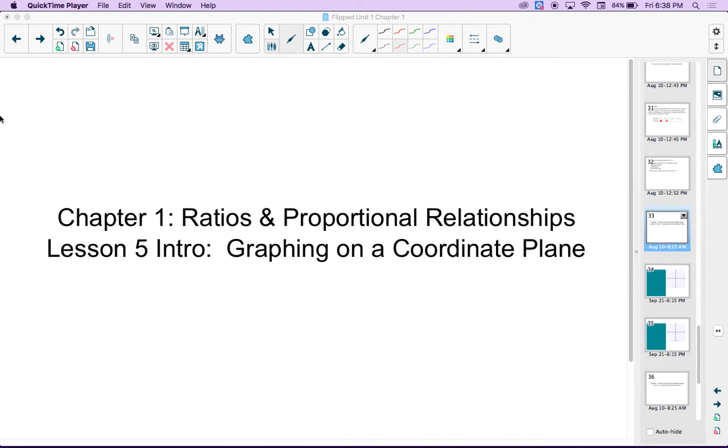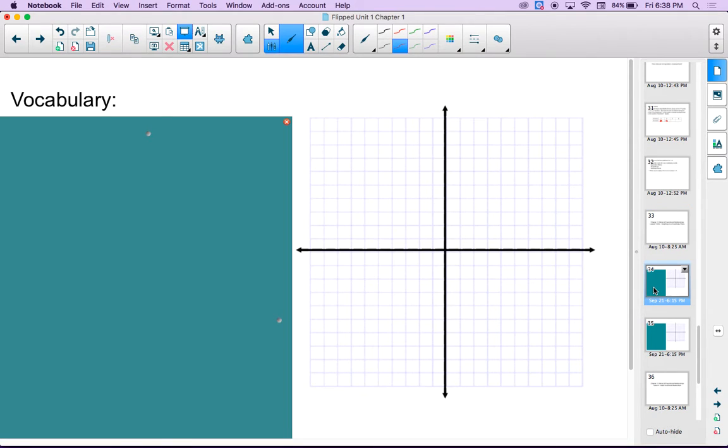For Chapter 1, Lesson 5, I'm going to break it into 2 videos, so they're a lot shorter. Your first video is just an intro to graphing, and it's really a review because you've done this in previous years. So you will start these notes on page 5 in your note packet, and they will continue on to page 6, but you'll see that we stop a little bit early.